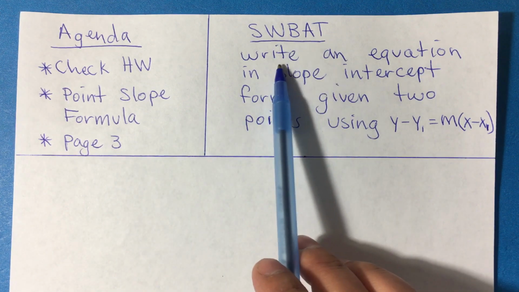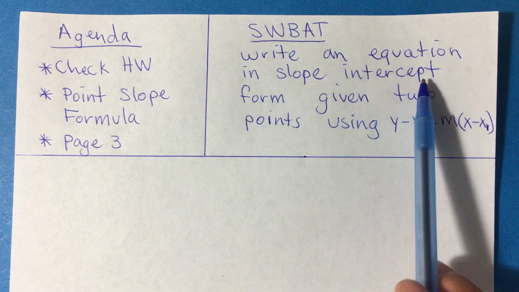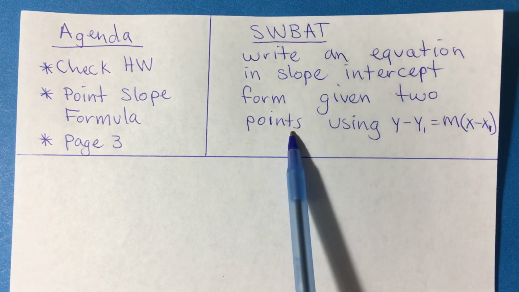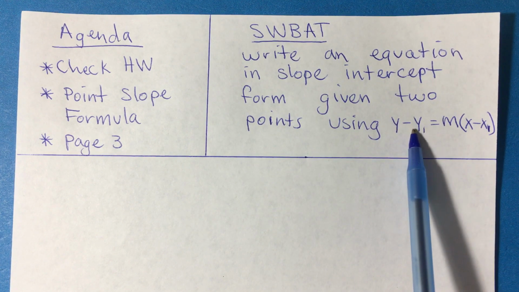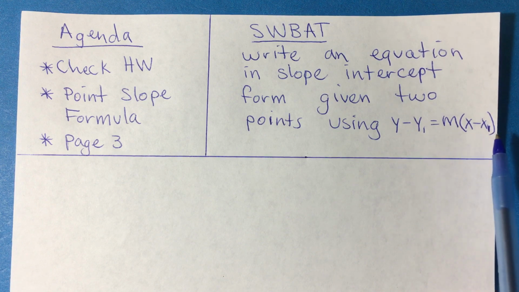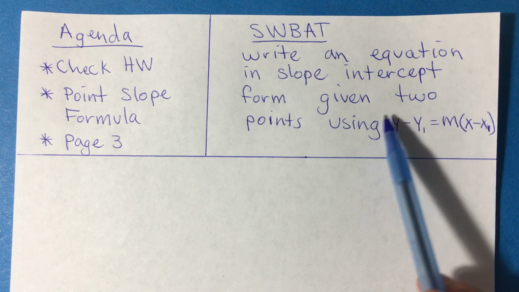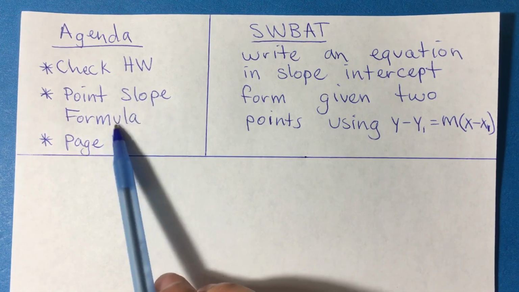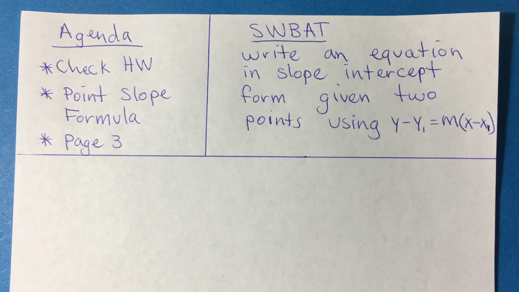Today, students will be able to write an equation in slope-intercept form given 2 points using y minus y1 equals m times x minus x1. And this is called the point-slope formula. This is the third of 3 lessons that are related to similar concepts.